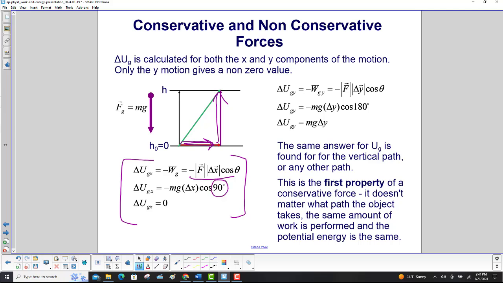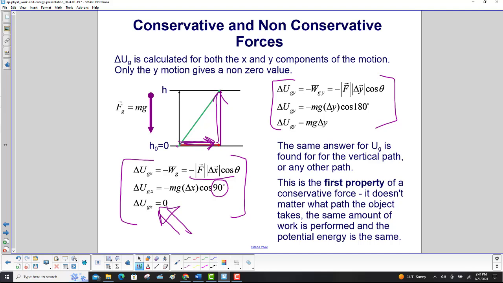We have 90 degrees. The gravitational force is down, and we have lateral motion here. That angle between them is 90 degrees. There is no change in potential energy as you move laterally. However, if you move in the y direction, you get mg delta y.